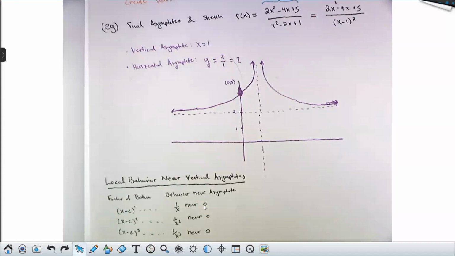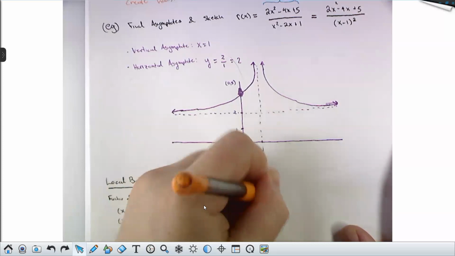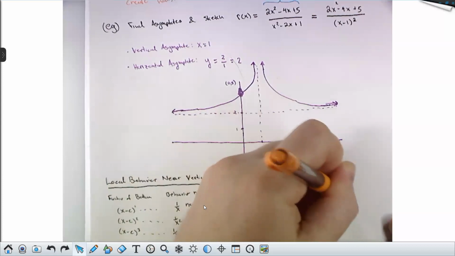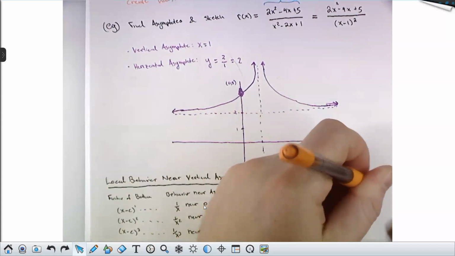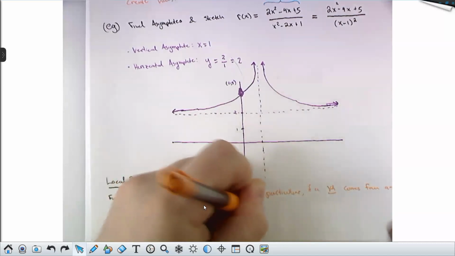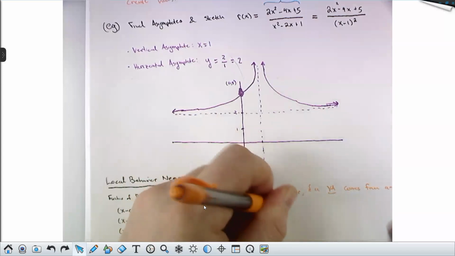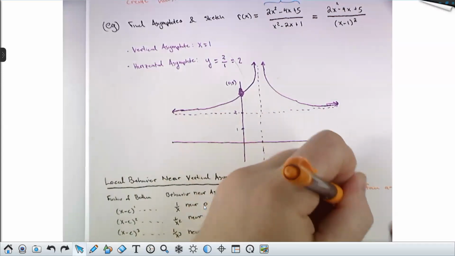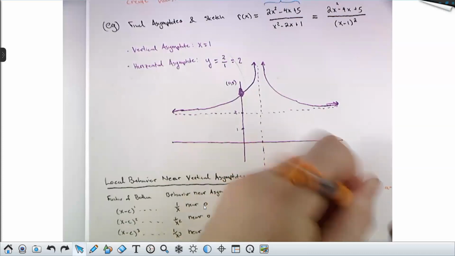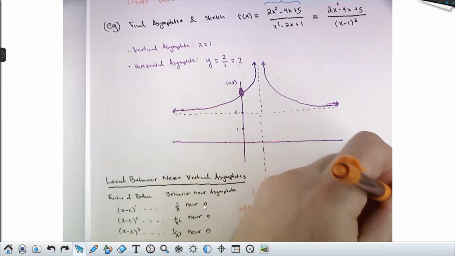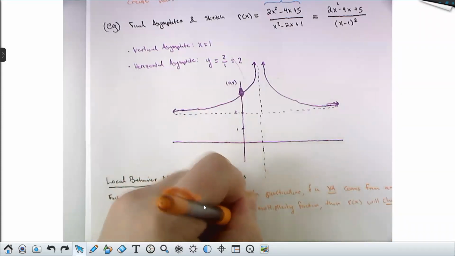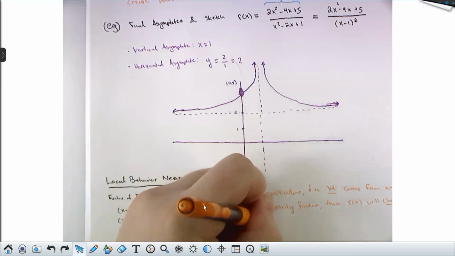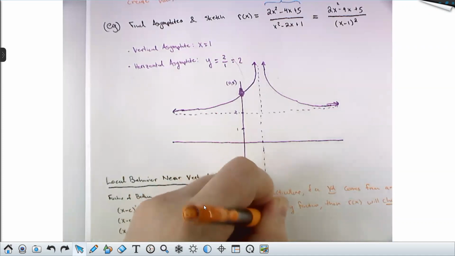And maybe here's the most important part. In particular, if a VA comes from an odd multiplicity factor, then the rational function r of x will change sign as you go over the asymptote, or at the asymptote, at the VA.